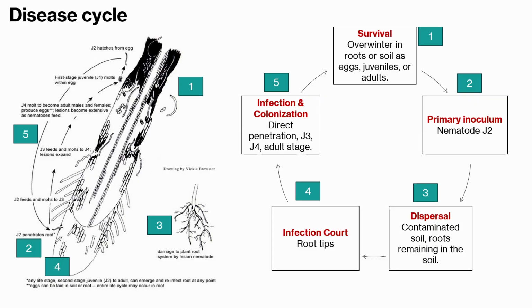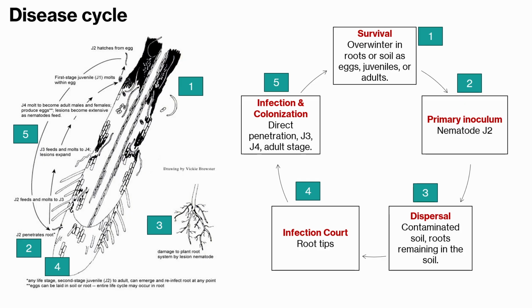About the infection cycle, the nematodes infect the root tips. And about infection and colonization, there is a direct penetration by the nematodes. Then the J2 feeds and molts to J3. Then the J3 feeds and also molts to J4. And the J4 molts to become adult males and females. And the females produce eggs. And then the cycle will start again.